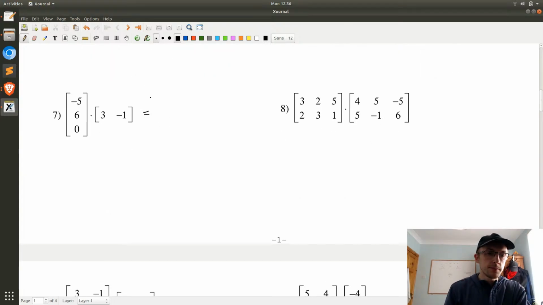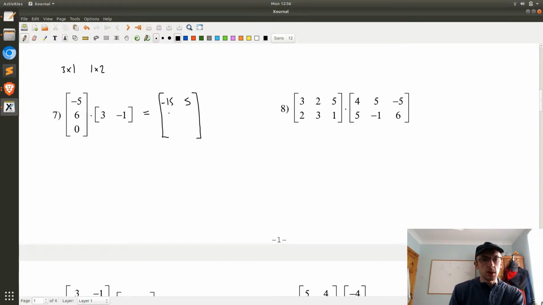Okay. What's next? We have a 3 by 1 matrix multiplied by a 1 by 2 matrix. So it's going to have a 3 by 2 result. And it's quite straightforward. You just do 1 by 1 multiplications to really get the entries. So negative 5 times 3 is negative 15. Negative 5 times negative 1 is 5. 6 times 3 is 18. 6 times negative 1 is negative 6. And zeros on the bottom.